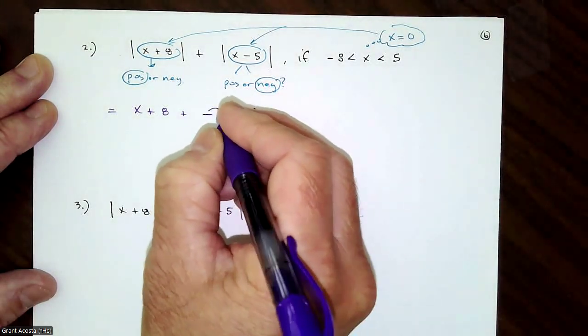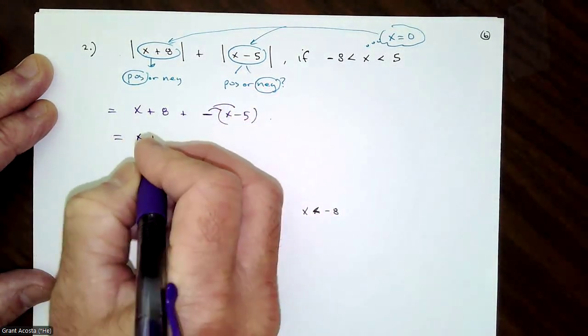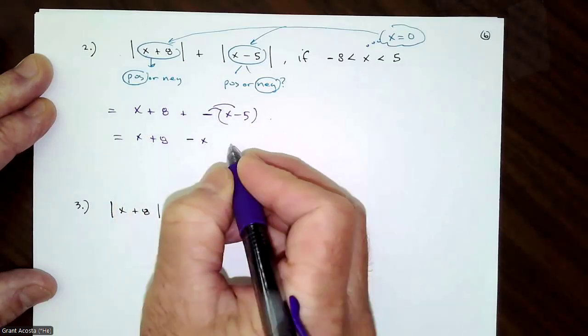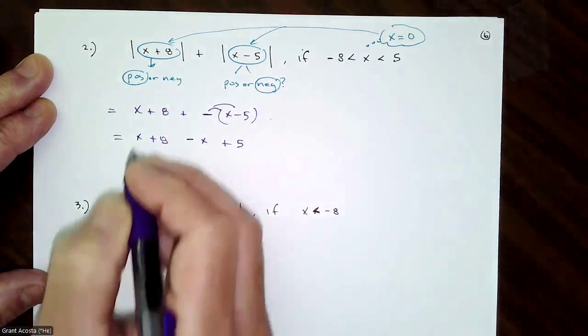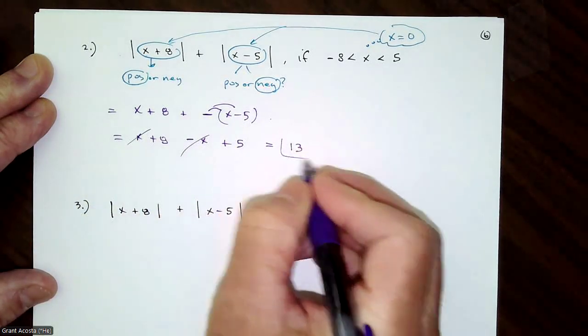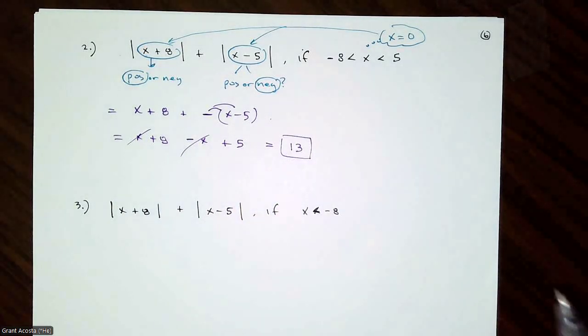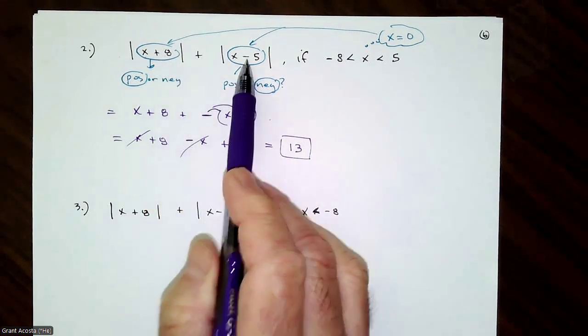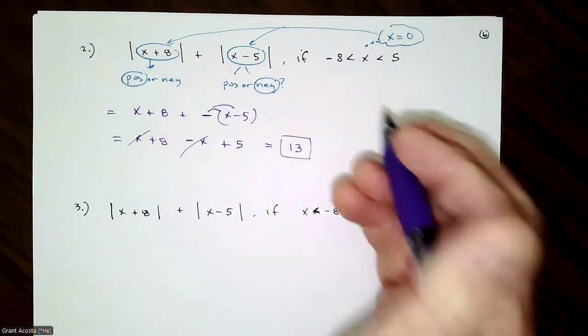So now I've gotten rid of the absolute values. Now we'll just clean this up a little bit. That's x plus 8. If I distribute this, minus x plus 5, the x's cancel, and this gives me an answer of 13. So what that's literally saying is if you use any number between negative 8 and 5 and plug it in here, you will always get 13. You should try it yourself.